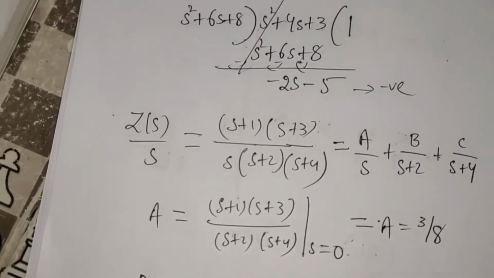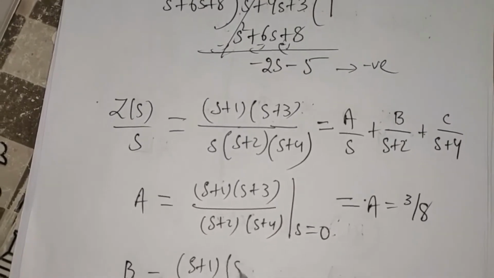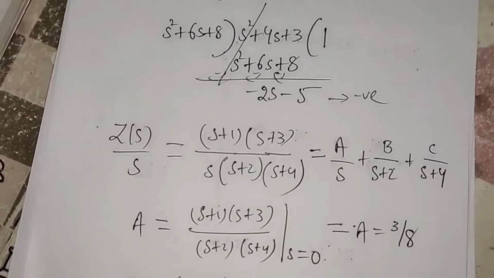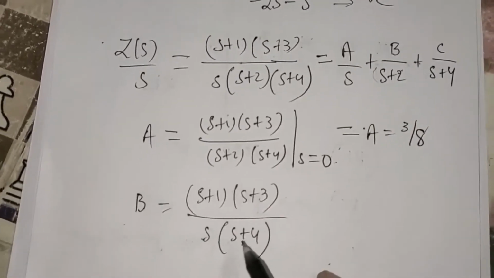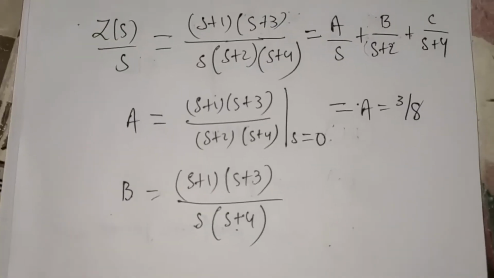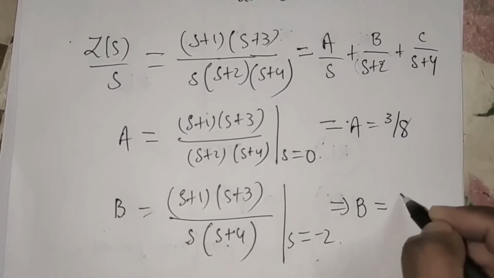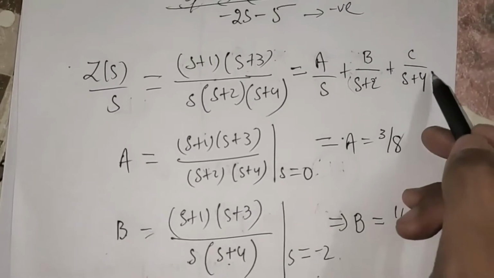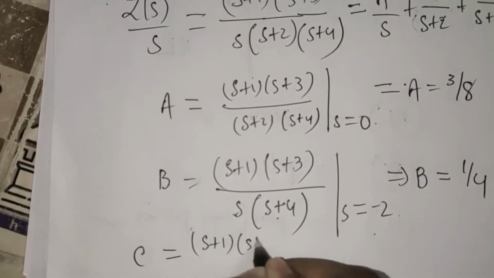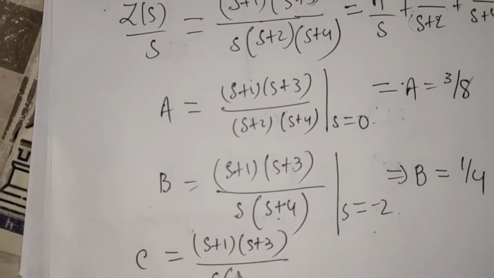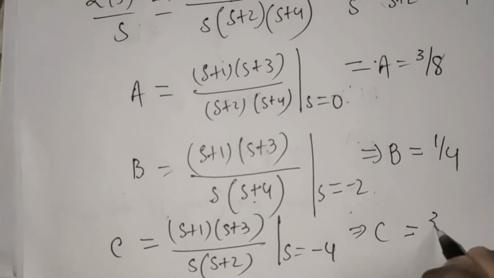So if I want b value, it is nothing but s plus 1 into s plus 3 divided by s into s plus 4. Since except this term, you have to consider remaining terms and substitute s is equal to minus 2. So we will get b is equal to 1 by 4. Similarly, c value, except this term, consider the remaining terms. So c is equal to s plus 1 into s plus 3 divided by s into s plus 2, and substitute s is equal to minus 4. So c value you will get 3 by 8.